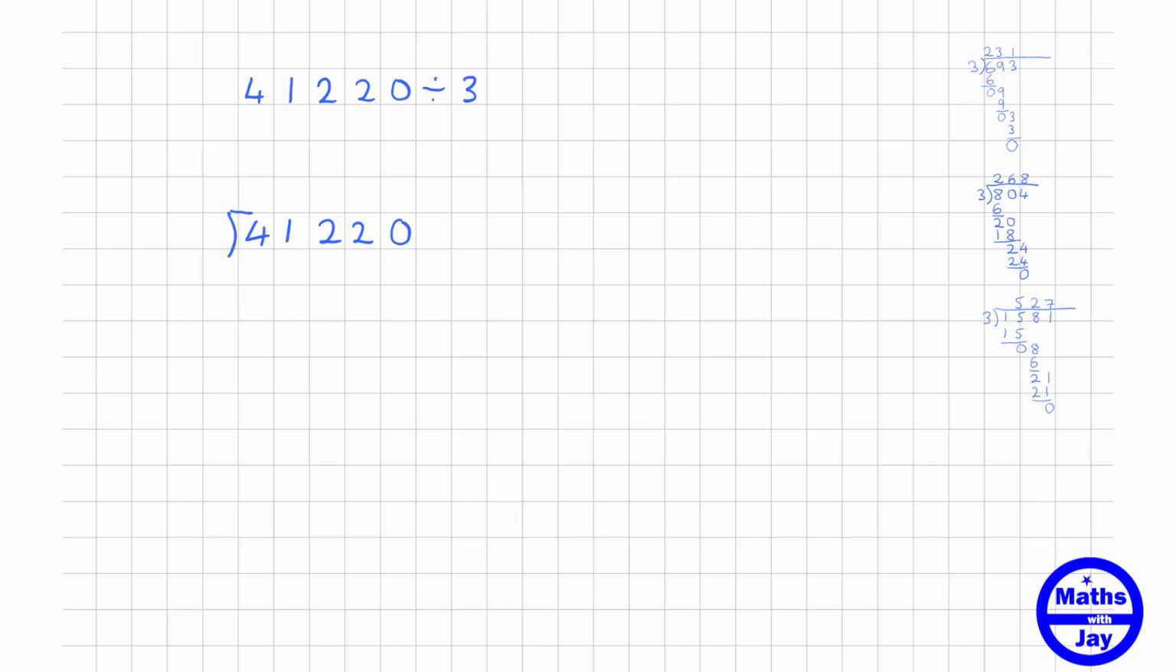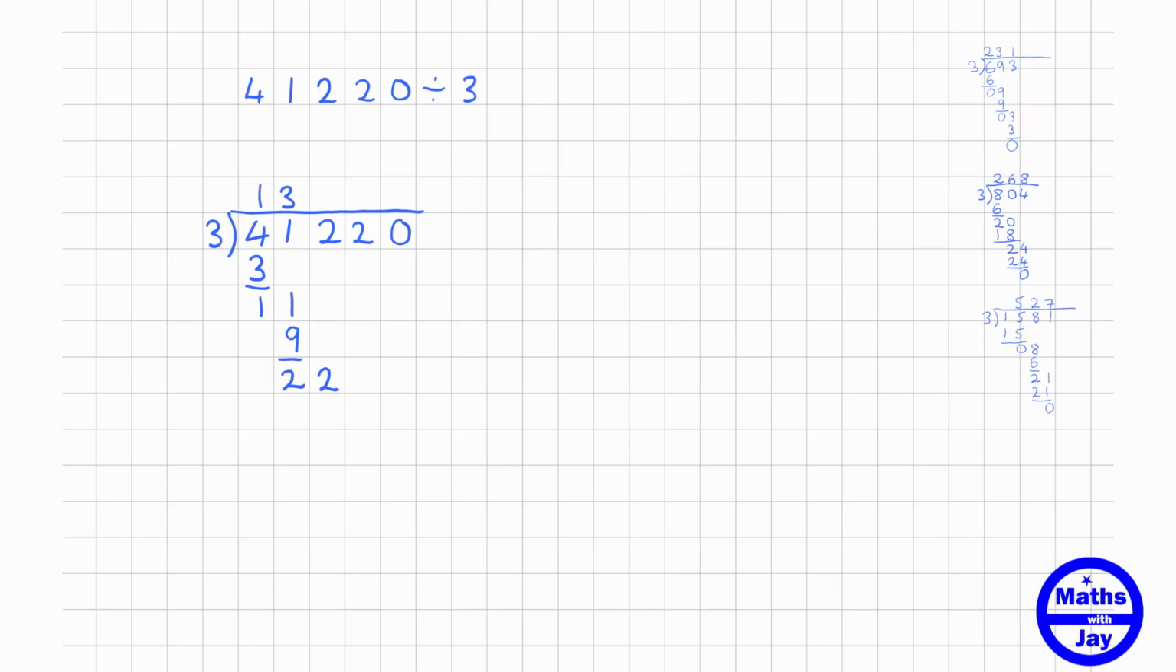41220, dividing by 3. So 3's into 4. We know 3 goes into 4 once, and 1 times 3 is 3. So we've got 4 subtract 3 is 1. Bring down the next number, which is a 1. And then we're doing 3's into 11. So 3 goes into 9 3 times. So that's going to be 3 3s are 9. Subtract the 9 from 11 to get 2. Bring down the next number, which is a 2.